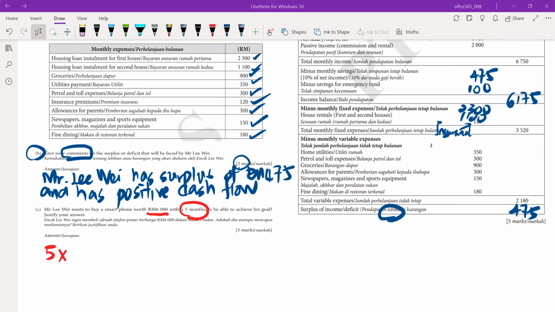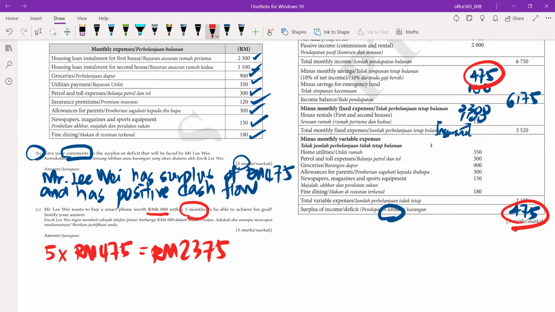Everyone, are you ready? What is your answer? Can or not? Times how much? 475. Which is you take the saving and then times 475. Justify your answer. 475 times 5. So it will be 2375. So if I use saving, of course, cannot lah, 5 months. If let's say 475 times 2 times 5 also cannot achieve. If you take the extra surplus, also cannot achieve.